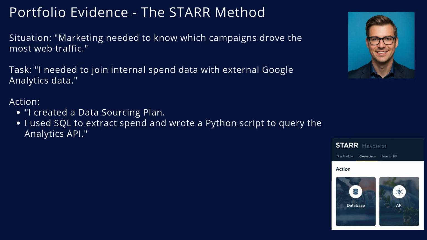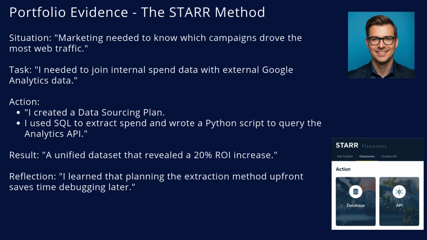I used a SQL query to extract the spend data from our database. Then, I wrote a Python script to query the Google Analytics API to get the traffic data. Result: I produced a unified dataset that revealed a 20% ROI increase. Reflection: I learned that mapping out the extraction methods regarding data types before writing code prevented compatibility errors later.